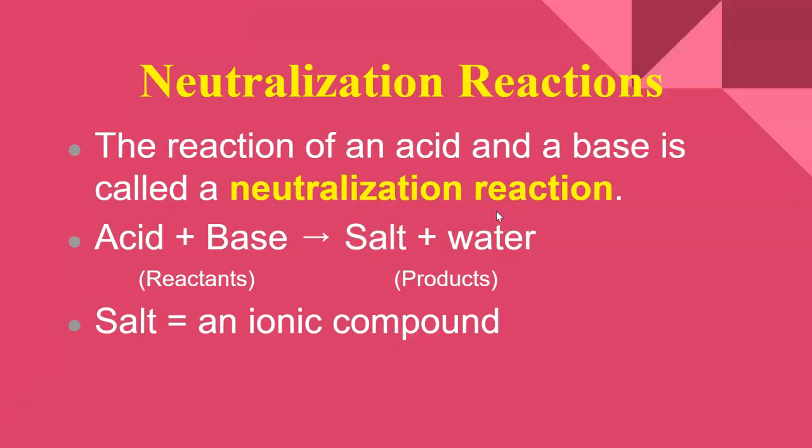And now the salt is going to be an ionic compound. Remember, ionic compounds are a compound with a metal and a nonmetal. Okay, so let's take a look at some examples of this.